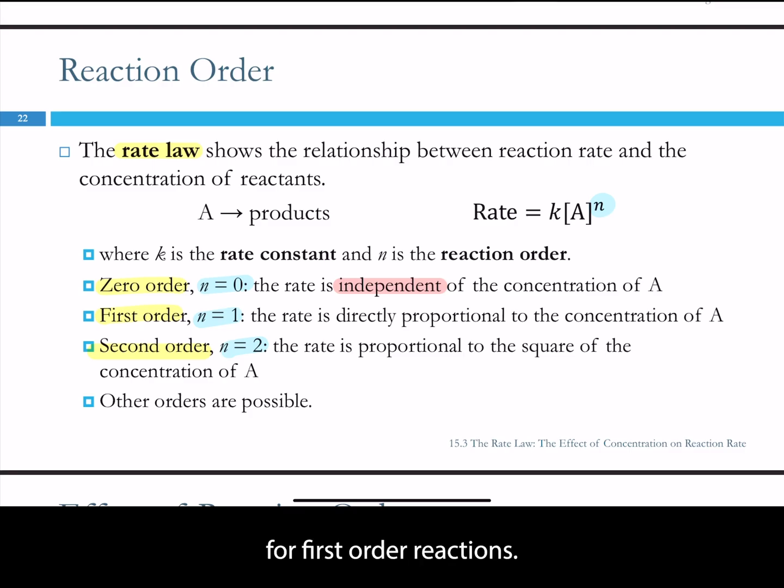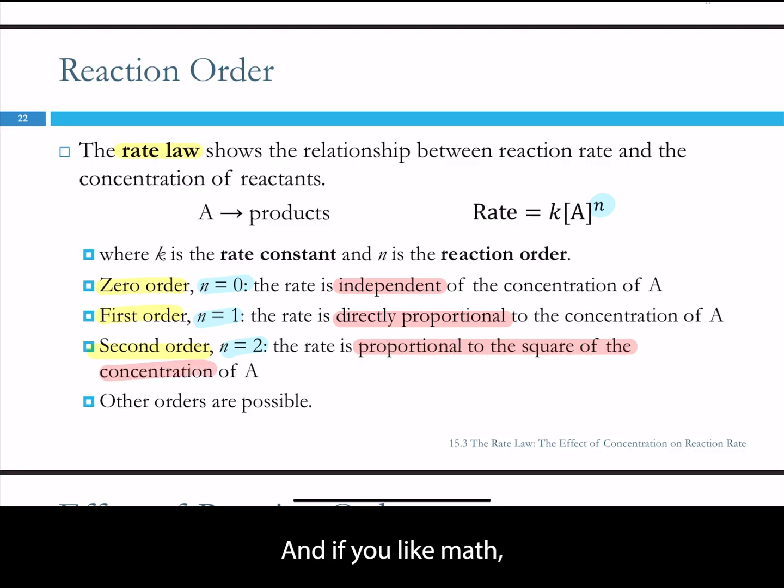First-order reactions are directly proportional to the concentration of A, or one of the reactants at least, meaning that if I decrease the concentration by half, the rate decreases by half. If I decrease it by a third, the rate decreases by a third. If it's second order, it's proportional to the square of the concentration.